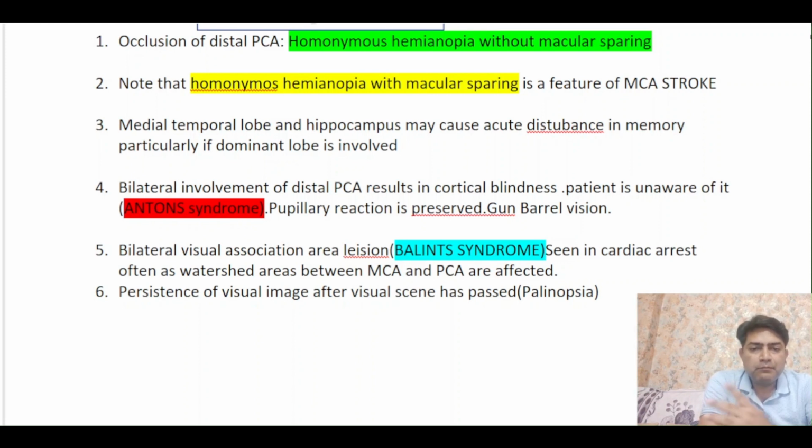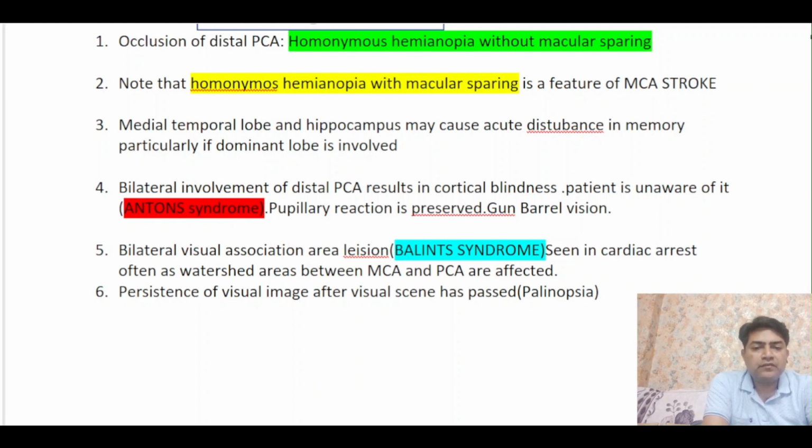Now, if the medial temporal lobe and hippocampus are involved, there will be acute disturbances in memory, particularly if the dominant lobe is involved. But these usually clear because memory has bilateral representation. Now, two more important terms. Now, Balint syndrome. What is Balint syndrome?